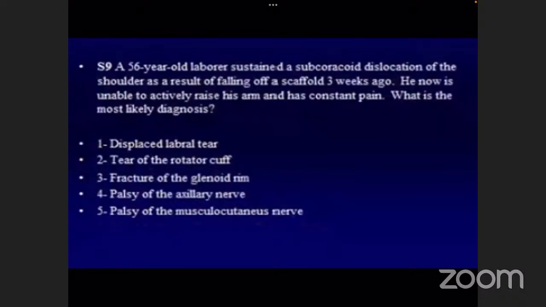Tell the history. He has a subcoracoid dislocation. Displaced labral tear, tear of the posterior cuff, fracture of the glenoid, injury of the axillary nerve, injury of the musculocutaneous nerve. At his age, 56, it is mostly associated with rotator cuff tear.